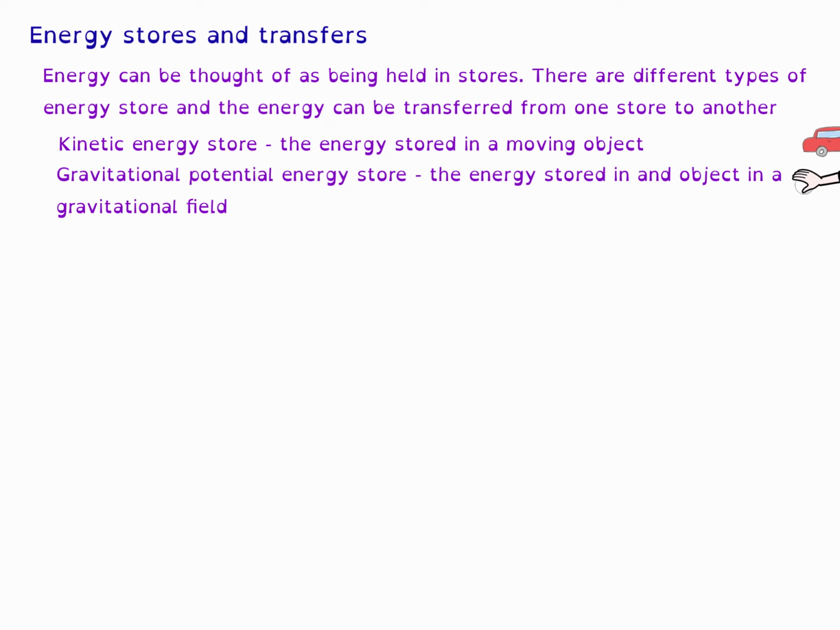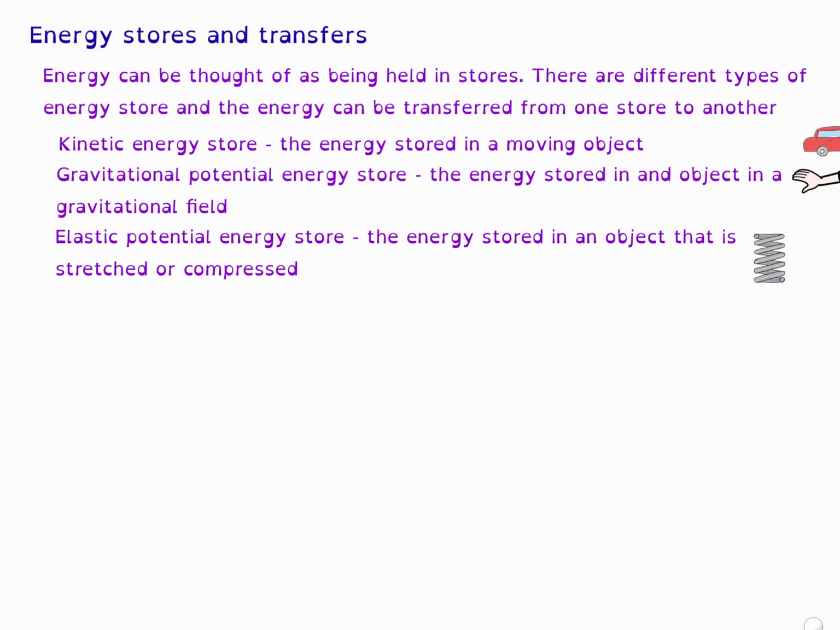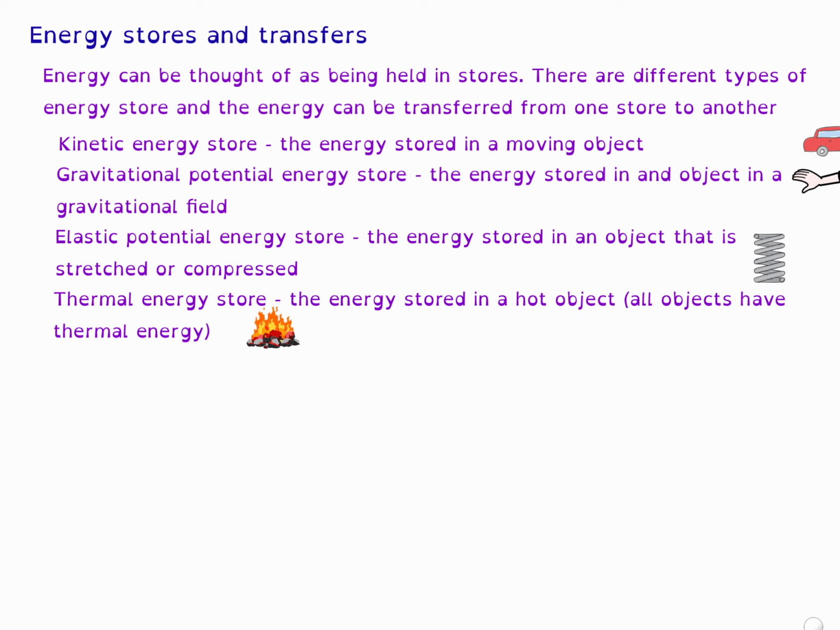Gravitational potential energy store. This is the energy stored in an object in a gravitational field. Elastic potential energy store. This is the energy stored in an object that has been stretched or compressed. Thermal energy store. This is the energy stored in a hot object. All objects have thermal energy, even if you think that they are cold.